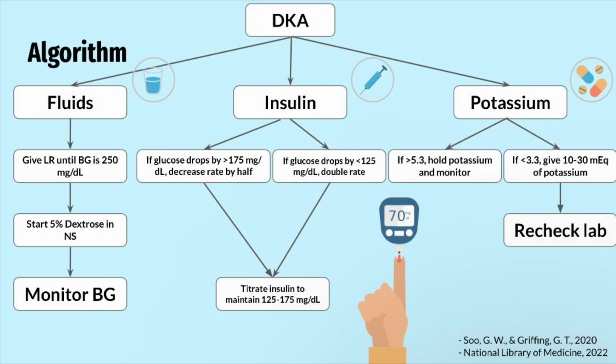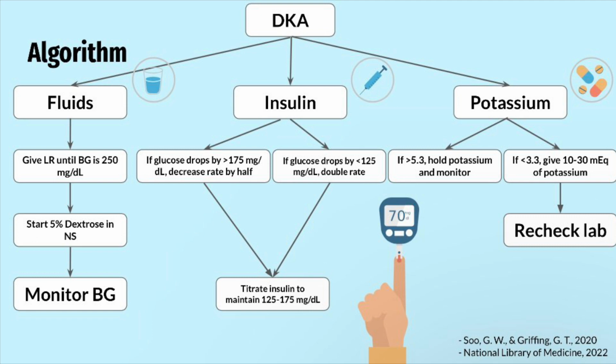This is the algorithm that we were following for the DKA protocol in a condensed form. On the far left, we have fluids, and we gave him LR until that ran out. We then started him on normal saline until his blood glucose was 250 with the insulin drip going. Once his blood glucose reached 250, which we did not reach in one day, we would start him on 5% dextrose and normal saline to prevent hypoglycemia and bottoming him out. During this time, we monitored his blood glucose about every hour to 2 hours.